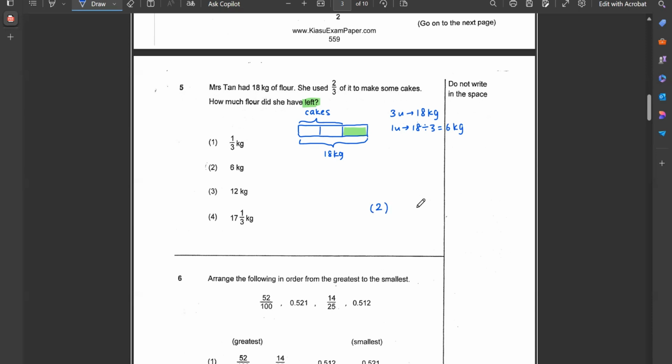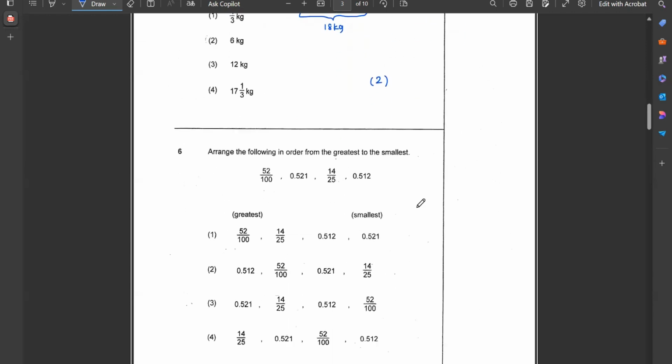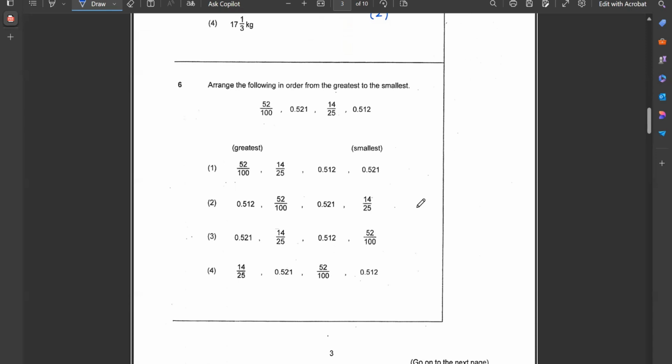I hope it has been fine so far. I'll move on to the next question, question 6. Arrange the following from the greatest to the smallest. We have a mix of fractions and decimals shown here. It is, of course, very difficult to compare which is greater and which is smaller just by looking at a mix of fractions and decimals.